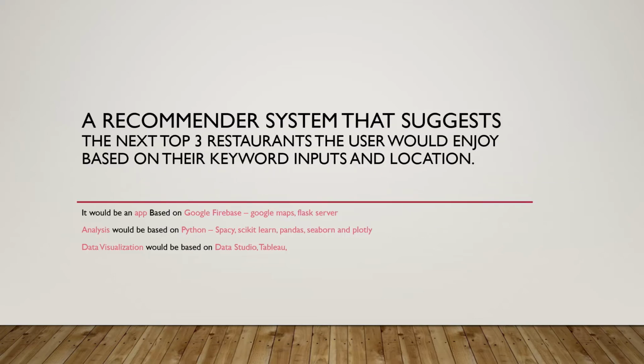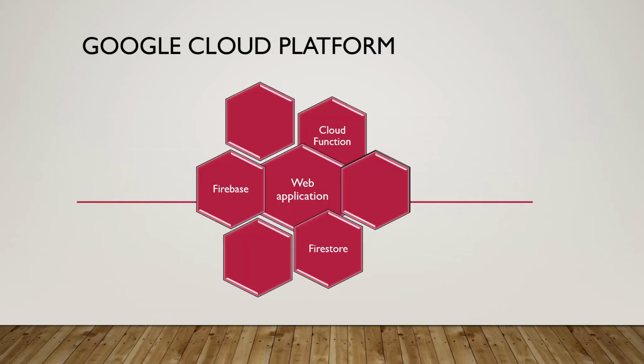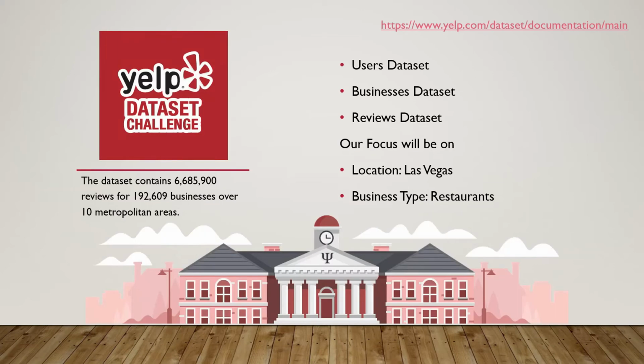Before we get into the recommendation system or the app itself, let's look at the behind the scenes. Our app is completely based on Google Cloud Platform. The web application itself is HTML, JavaScript, and CSS that is hosted in Firebase. The database that contains all our tables is in Firestore, and the communication between Firebase and Firestore is done through Cloud Function that implements Python.